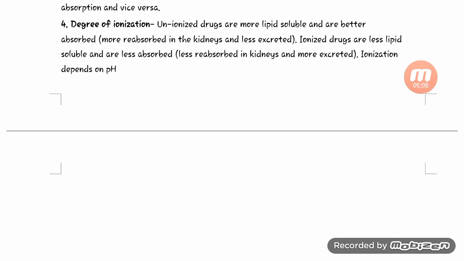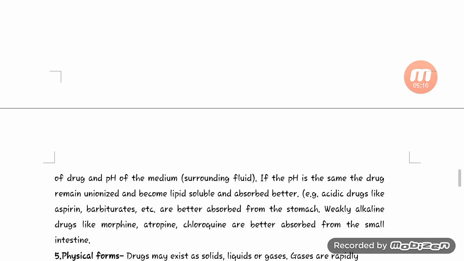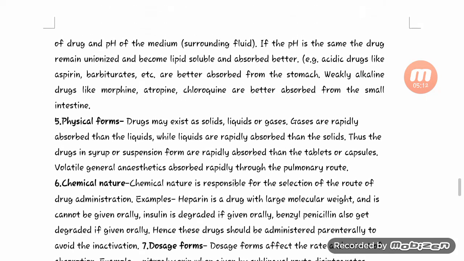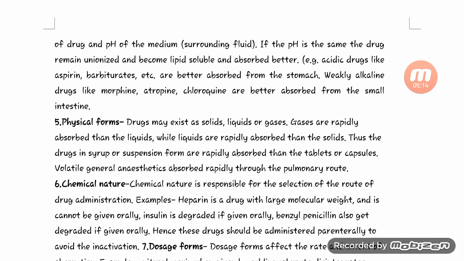Ionization depends on the pH of the drug and pH of the medium. If the pH is the same, the drug remains unionized and becomes lipid soluble and is absorbed better. Like acid drugs such as aspirin, barbiturates, and so on.